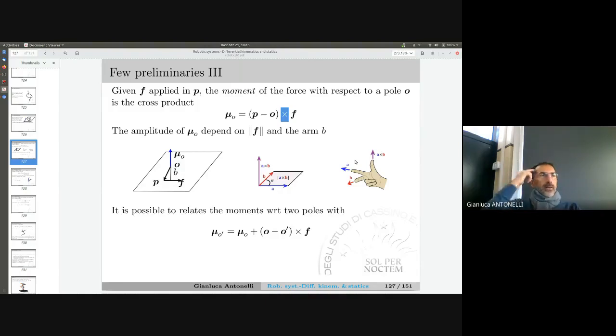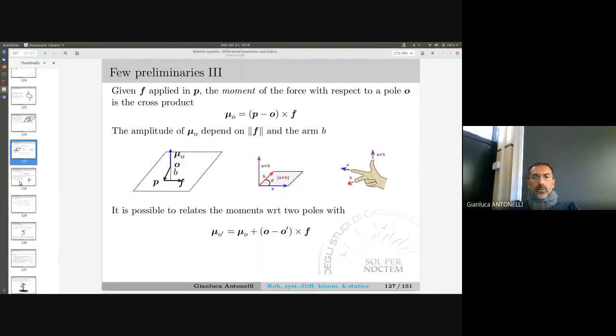Okay, and you can memorize this as X, Y, Z. X, Y, Z. There are a lot of heuristics in order to memorize it. This is one among several. The magnitude of the resultant is the area of the geometric figure that is obtained by the two vectors A and B. And if they're parallel, it's zero, of course, because the area is zero. If I have a different pole, I can compute the moment with respect to one pole from that of another by this formula.